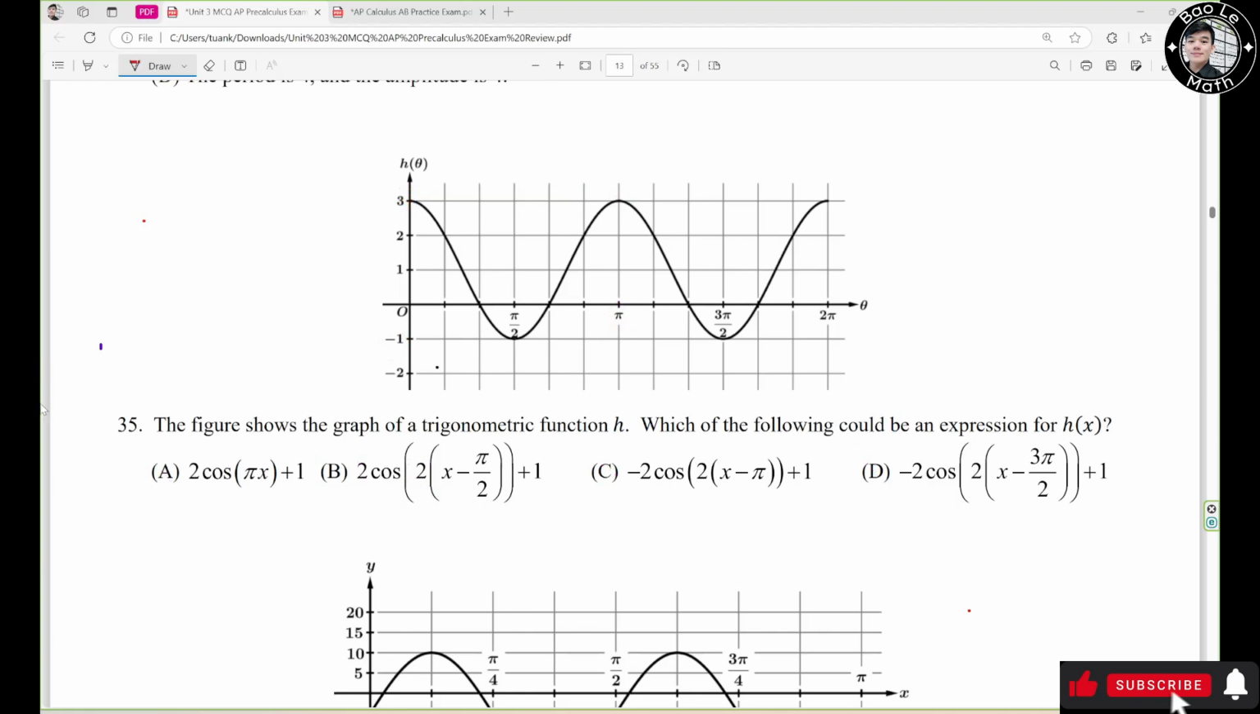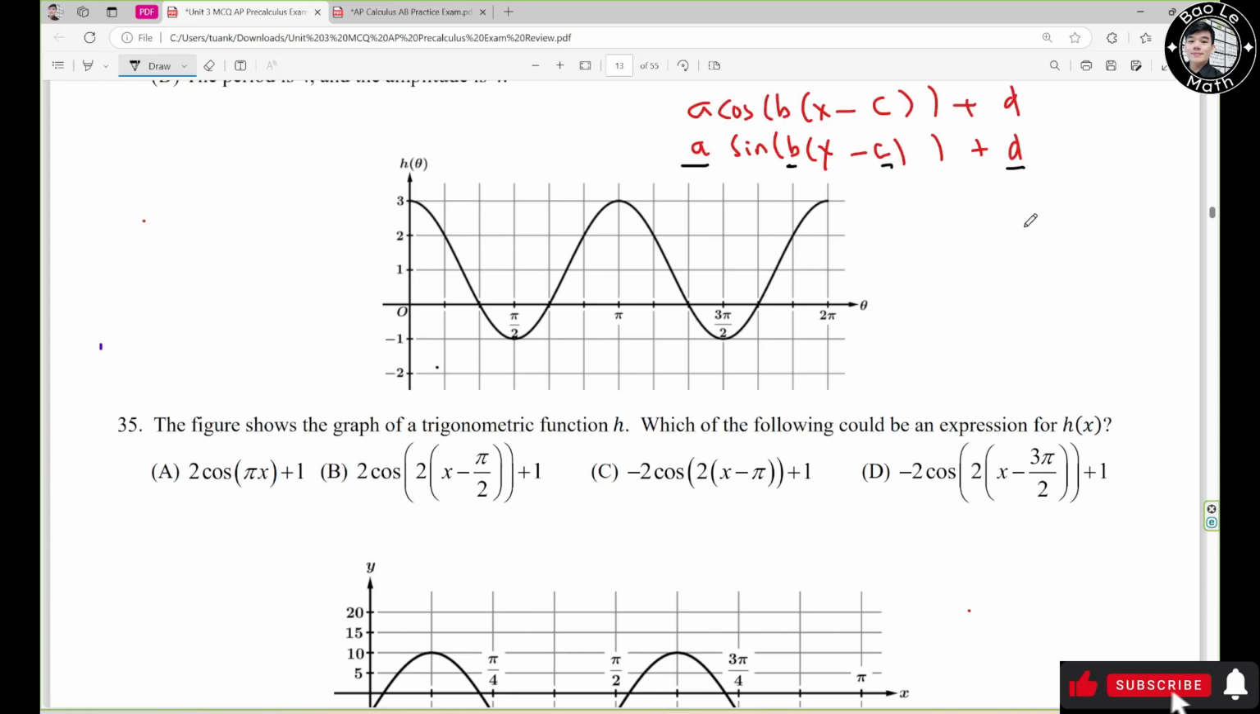Now let's move on to question number 35. Given the graph, we need to find the corresponding equation for this graph. Alright, so we know that the general form of the trigonometric function is going to be A cosine of B times (x minus C) plus D, right? Or A sine of B (x minus C) plus D, where A is an amplitude or vertical dilation, B is the horizontal dilation, C is the phase shift, and D is the vertical shift, right?